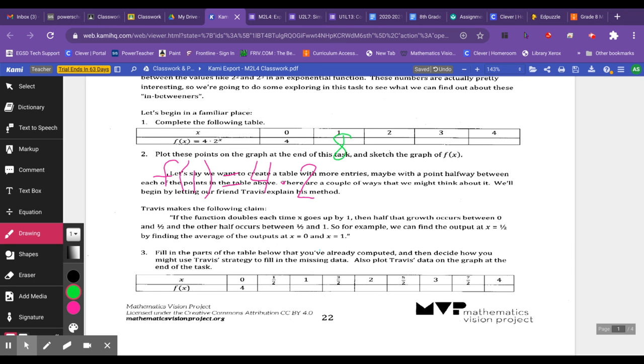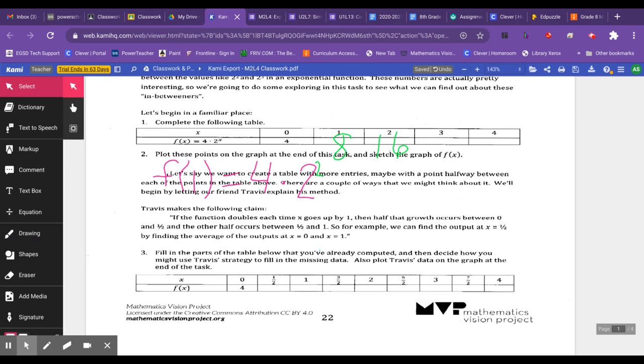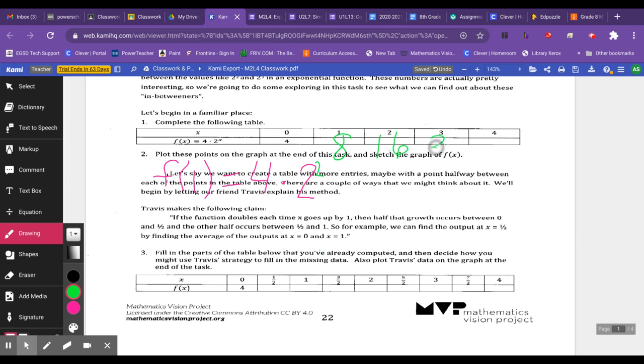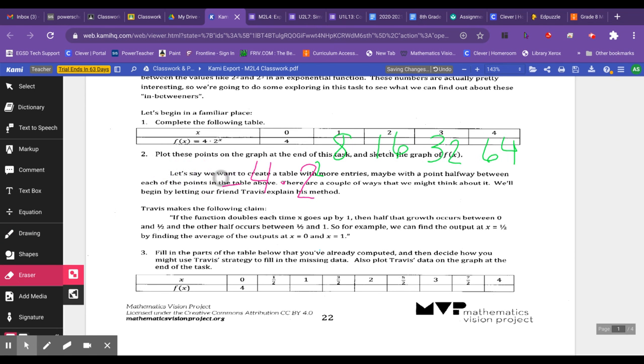Now I'm going to put a 2 in here for the second one. 2 squared is 4 times 4 is 16. And notice it's a times 2 as I'm going across. 4 times 2 is 8, 8 times 2 is 16. So I'm going to do a times 2 here and do 32 and 64. So now that I've got these first ones on here, it says plot these points on the graph at the end of this task so that we can see what this graph is supposed to look like.